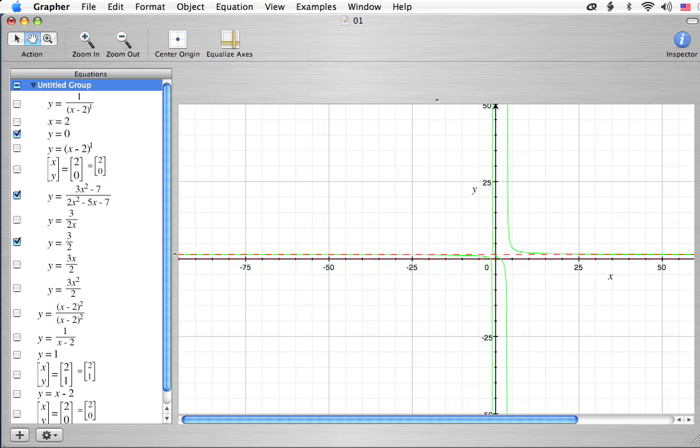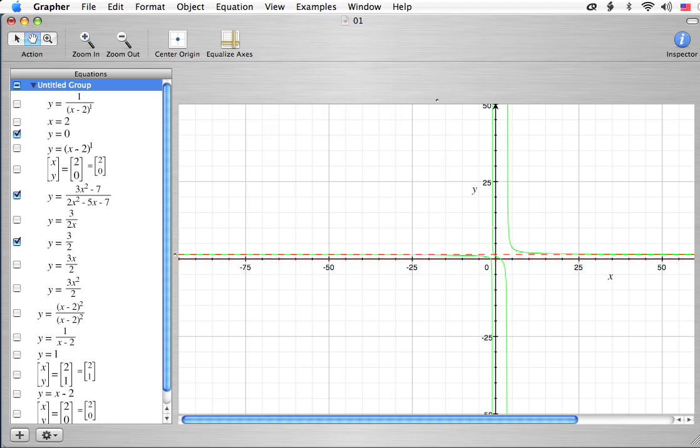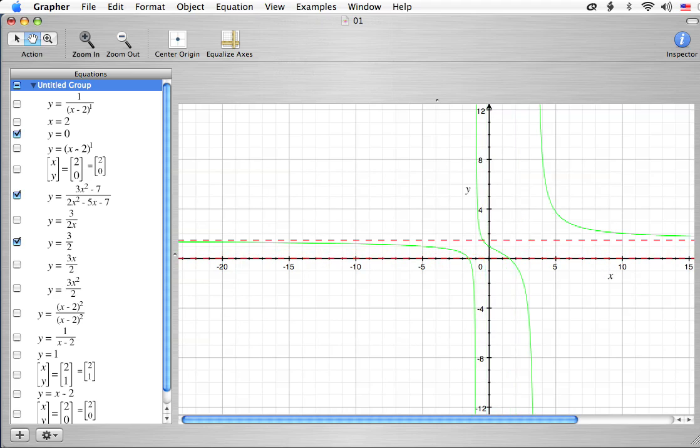Now, in reality, what we probably ought to be doing is just changing the frame limits for this, but I'm not going to do that because I'm just going over this in summary. If you want to see that in more detail, go ahead and look at the actual video.